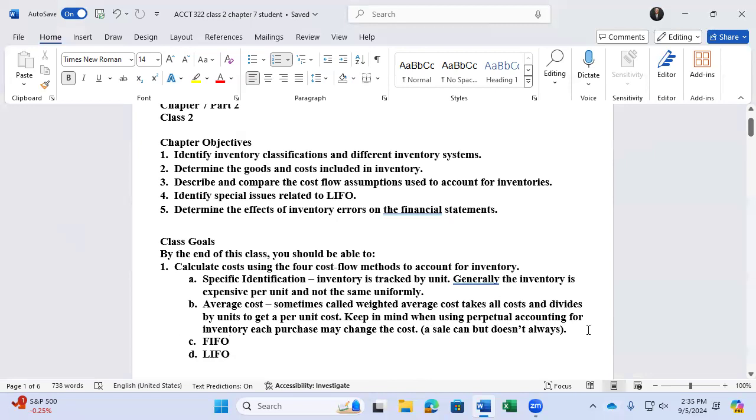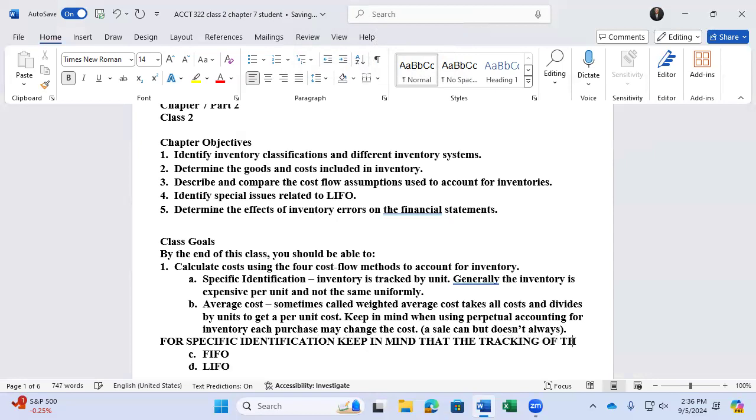Okay. So for those first two, or specific identification, keep in mind that tracking the units is the only method where the cost flow and the unit flow are the same.